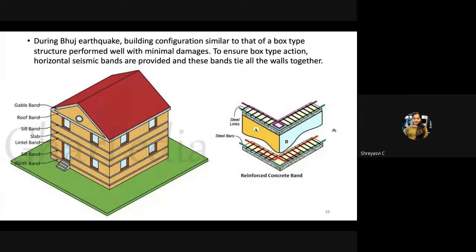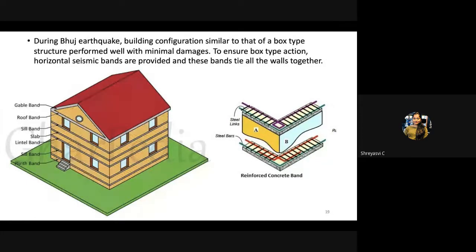There is something called a lintel band. These are nothing but RC bands or wood bands that could be placed at different levels in a structure. For example, let us start from the bottom. There is always a plinth band, usually provided at the plinth level. Then at the sill level, there is something called a sill band. And at the lintel level, we give what is called a lintel band. And depending upon how many stories you have, provide that many bands as possible.